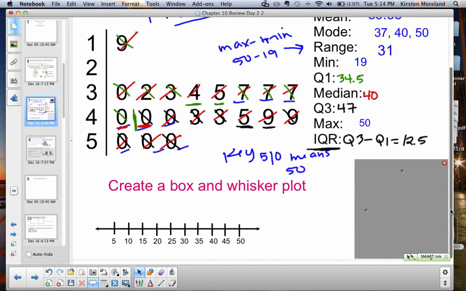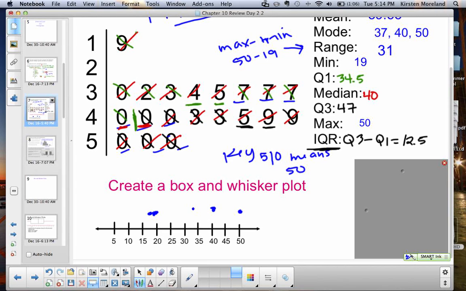All right, so I'm just going to plot my minimum, which is 19. Approximately, if I can get my thing to work. 19 is approximately there. I'm going to plot my median at 40. I'm going to plot my max at 50, and then I need to plot my Q1 and my Q3.